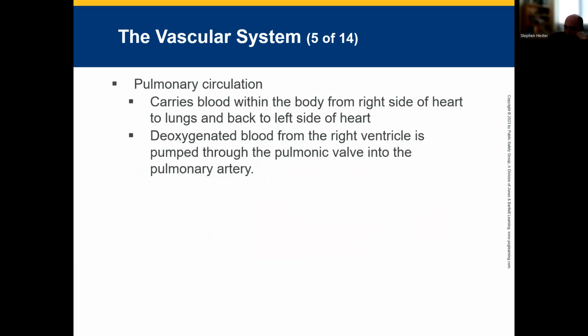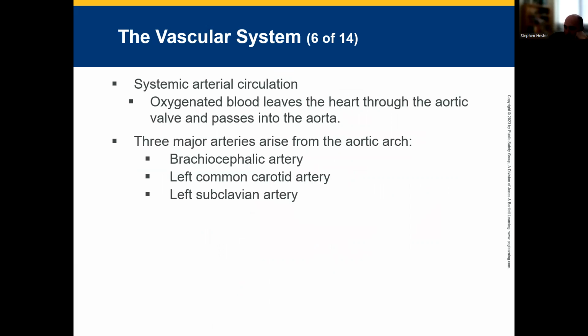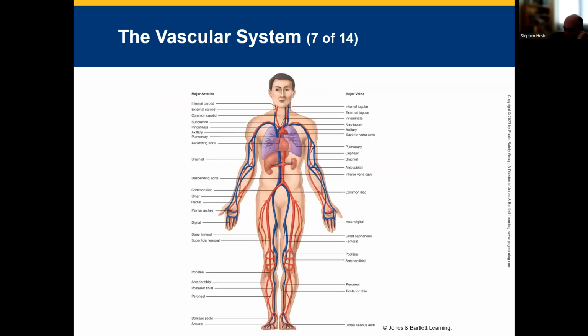Pulmonary circulation, I talked about that a little bit. This is the only place where deoxygenated blood is carried in pulmonary arteries, and oxygenated blood comes back to the heart via the pulmonary veins. Oxygenated blood leaves the heart through the aortic valve and passes into the aorta, and then we have all the arteries there.